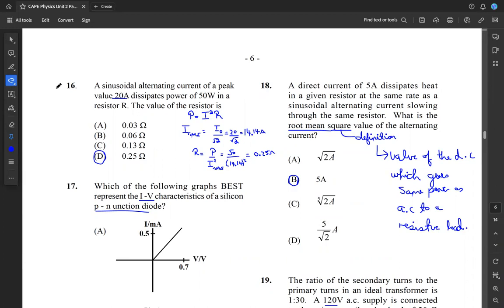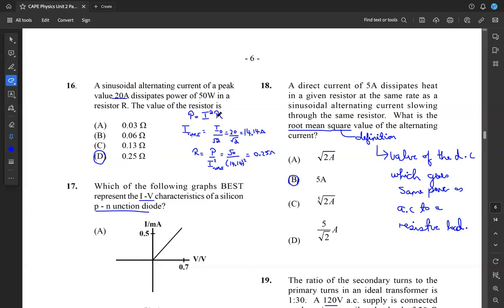So, question 16: a sinusoidal alternating current of peak value 20 amperes dissipates power of 50 watts in a resistor R. We're asked to find the value of the resistor, right? And so to do that, we can relate the current, the power, and the resistor by this formula that says P is equal to I squared R.